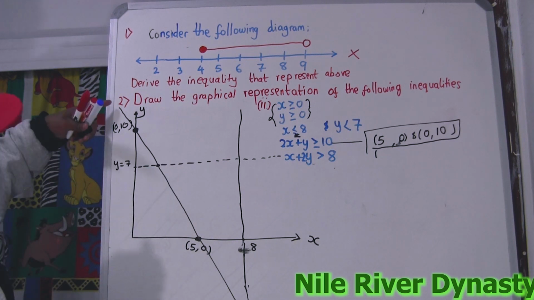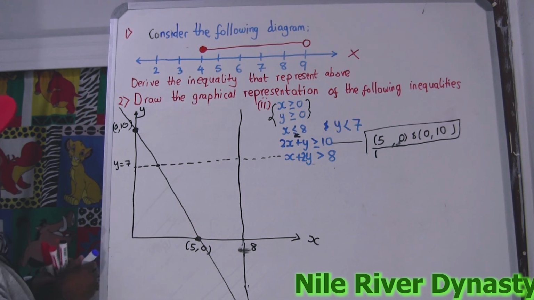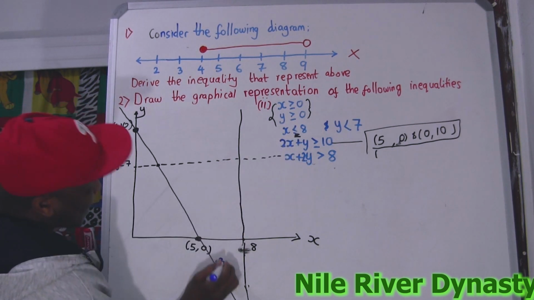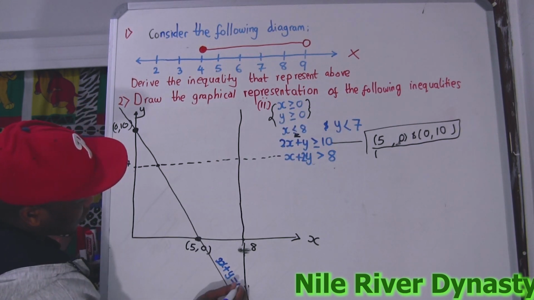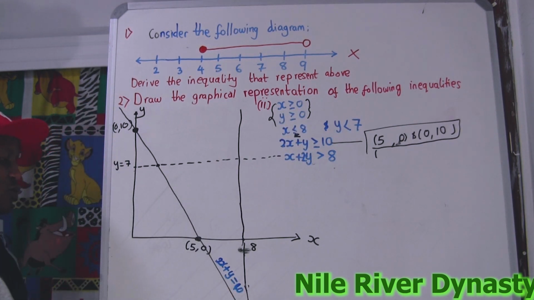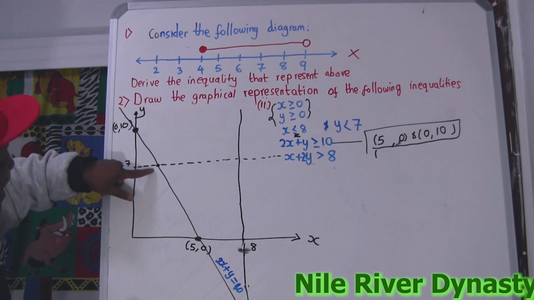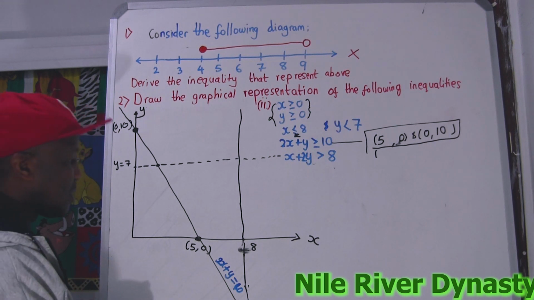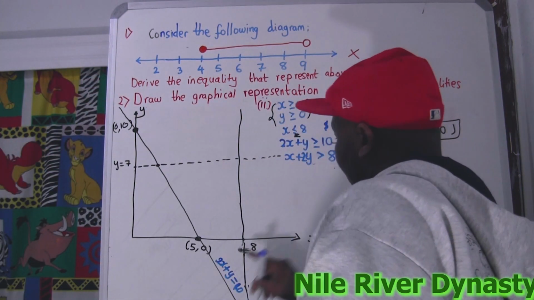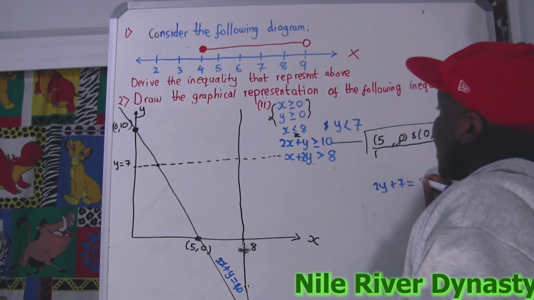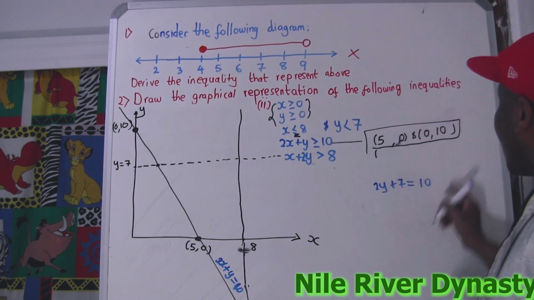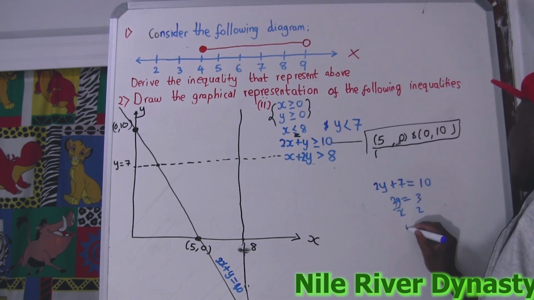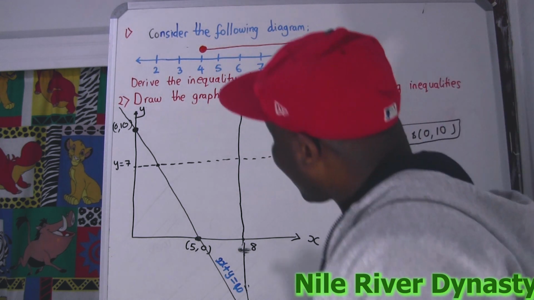You know why? Because this is the equation of 2x plus y equal to 10. Don't worry about inequality, especially when you allocate. Equal to 10. But we know at this point y equal to 7. At this coordinate here, y equal to 7. So if you put y equal to 7 here, it's going to be 2y plus 7 equal to 10. Go over. So 2y equal to 10 minus 7 equal to 3. Divided by 2, divided by 2. So y equal to 1.5.